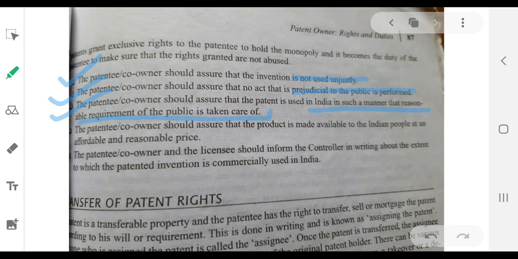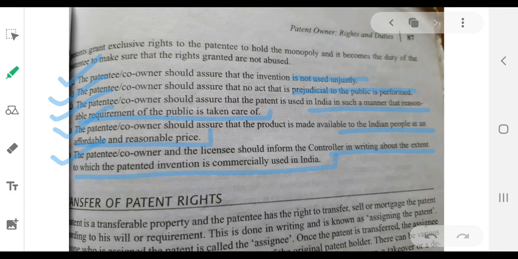That is very important. The patentee and co-owner should assure that the product is made available to the Indian people at an affordable and reasonable price. You have made a patent and you have not made it available to society at an affordable price. That patent is of no use actually. The patentee, co-owner and the licensee should inform the controller in writing about the extent to which the patented invention is commercially used in India. So these are some of the points which actually have to be looked upon.